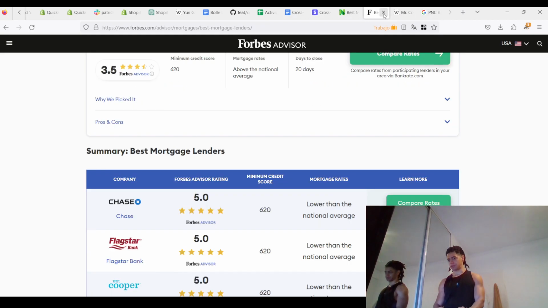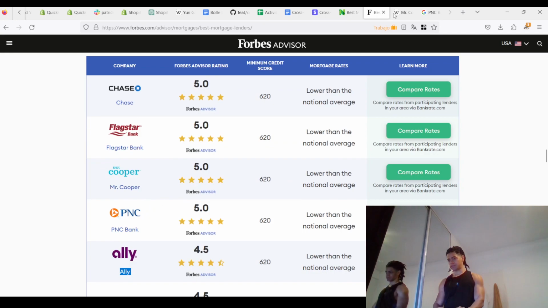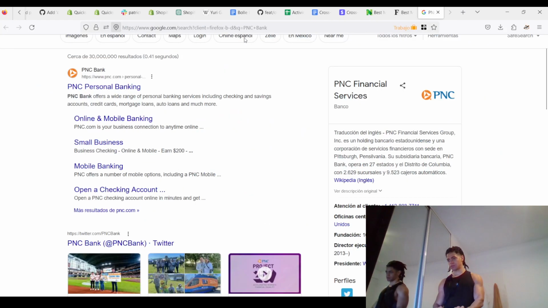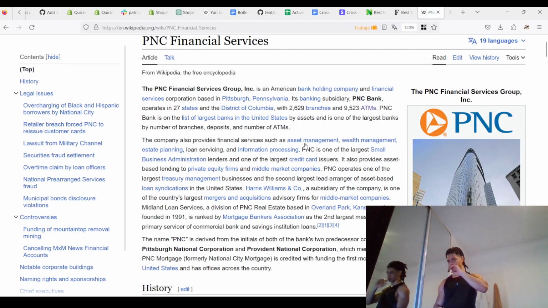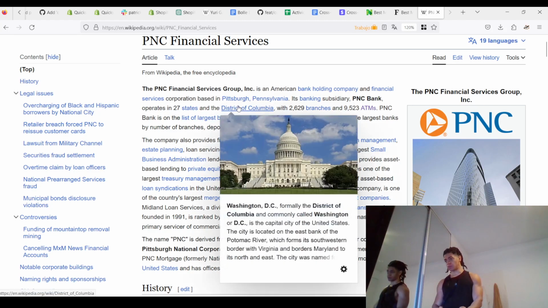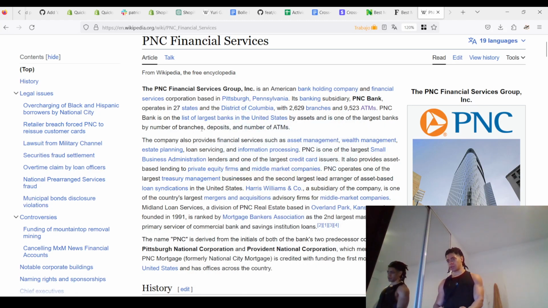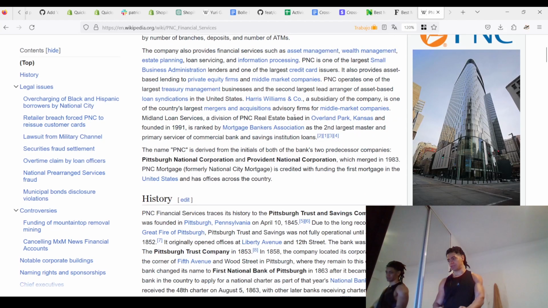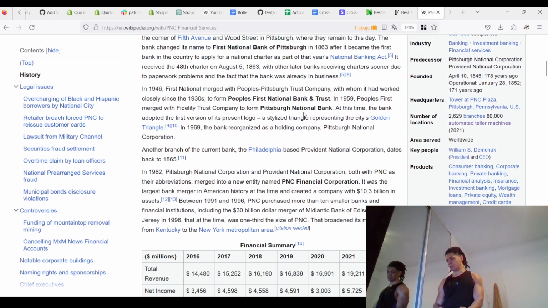Interesting. PNC Bank, I barely hear about this. PNC Bank operates in 27 states and the District of Columbia. It's on the list of largest banks in the United States by assets and is one of the largest banks by number of branch deposits and number of ATMs. I barely knew about you.